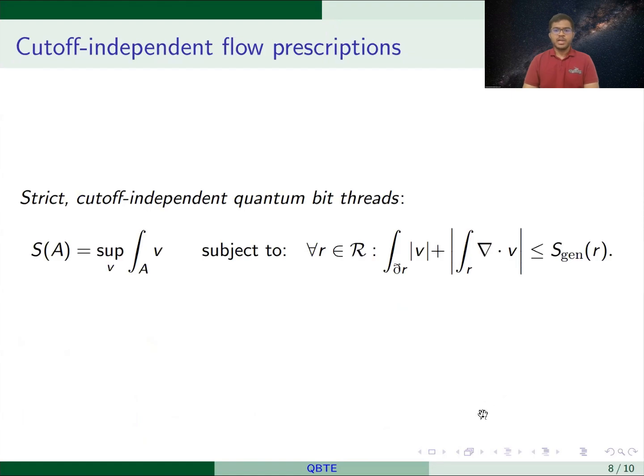We also prove that some UV cutoff independent versions of Bithreads are equivalent to the quantum extremal surface formula, such as this one. S generalized is better defined than either the areas or the S bulk separately. Here we have a single constraint instead of two.